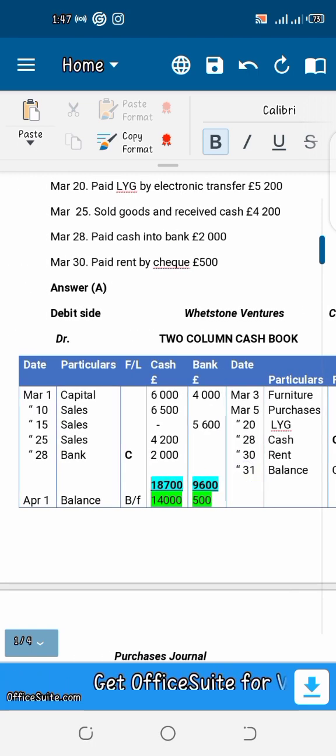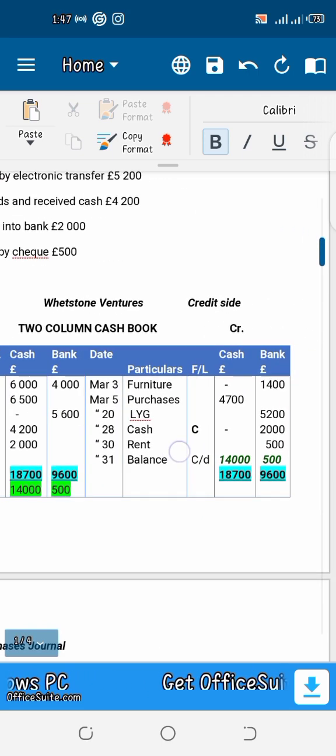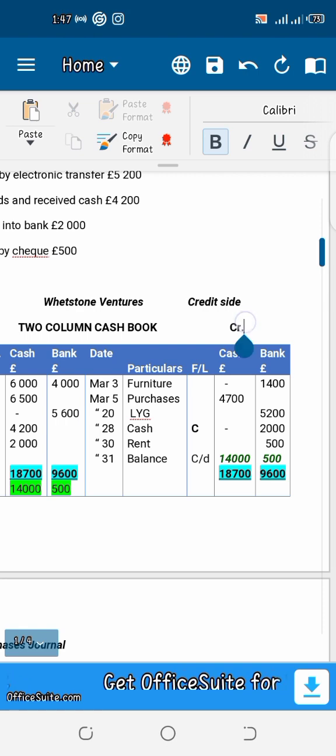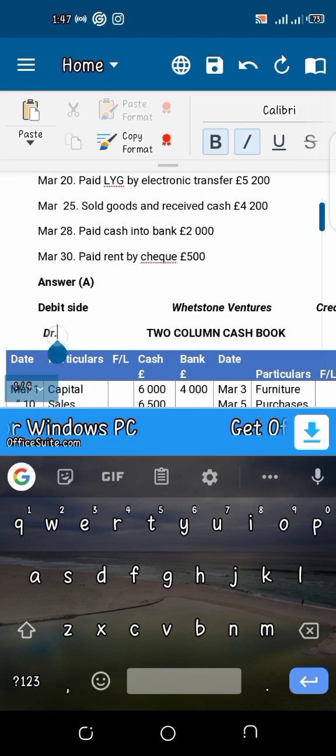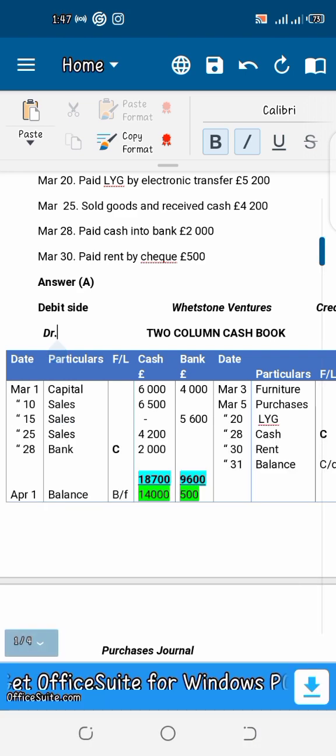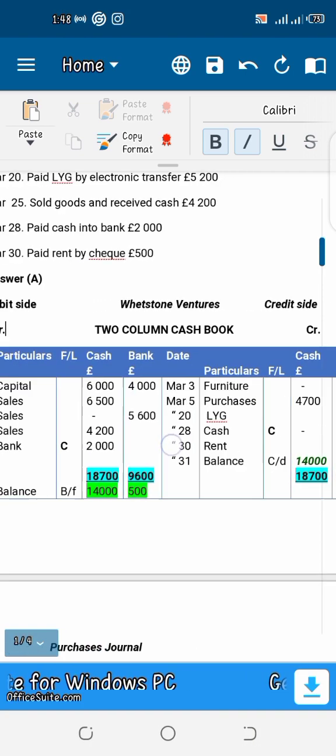The debit side is the receiving side. That is, a receipt, when money is coming into the business, is recorded at the debit side, while money that goes out of the business is recorded at the credit side. So we have CR to indicate credit, and DR to indicate debit. That is the debit side at the left hand side and the credit side.